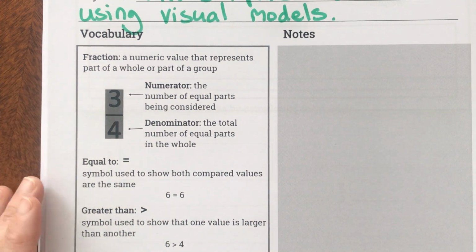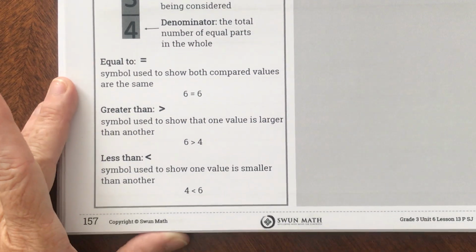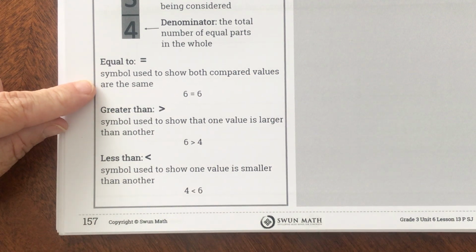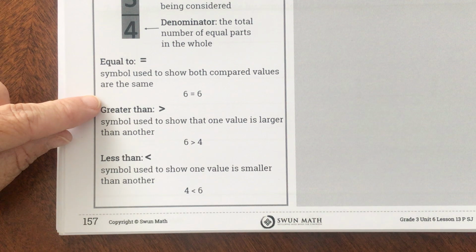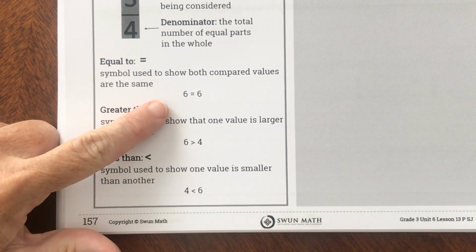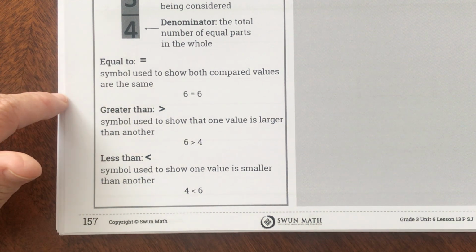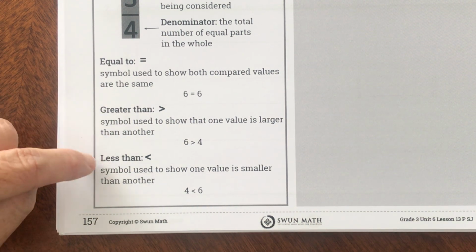Okay, then we have our three words about comparing, our three comparing words. So our first word is equal to. So it's the symbol used to show both compared values are the same. So remember, equal to doesn't always look exactly the same, but it's going to mean that their value is the same. Okay, then we have our two symbols.